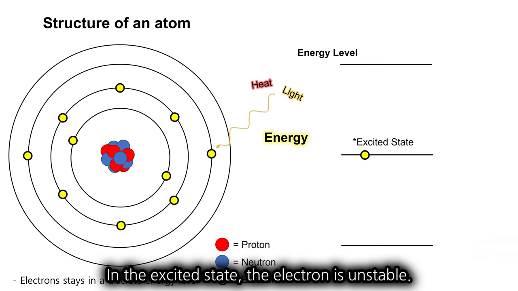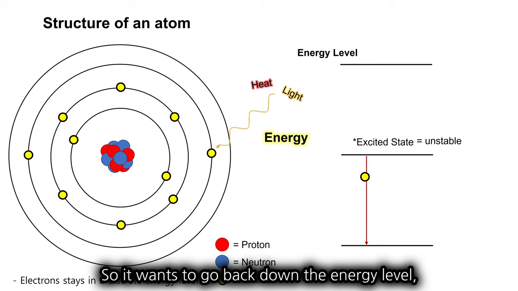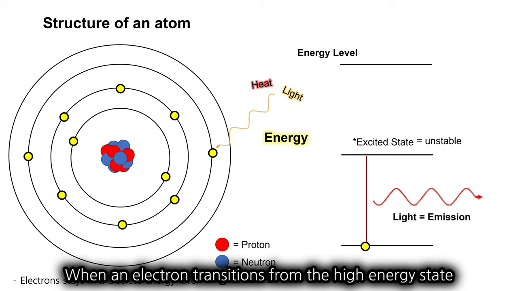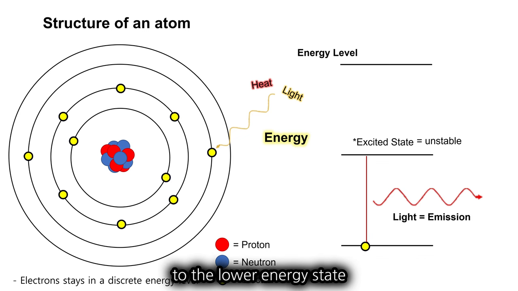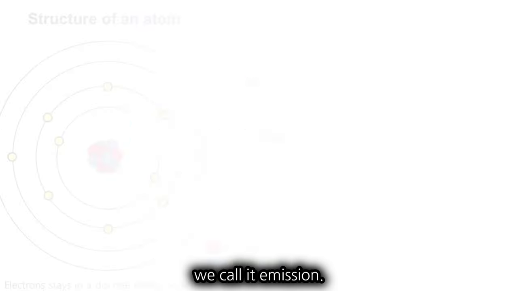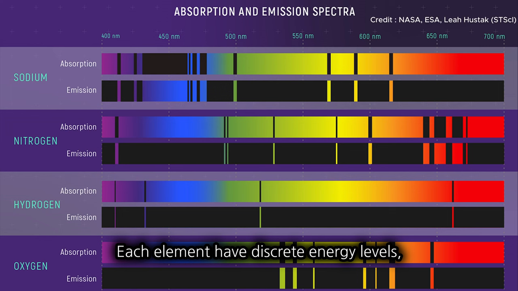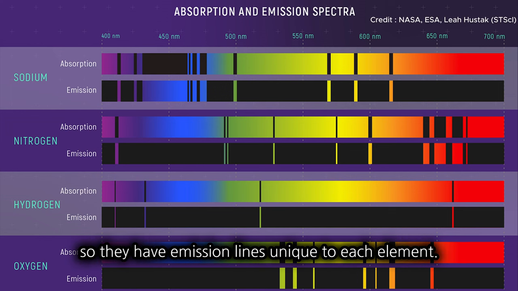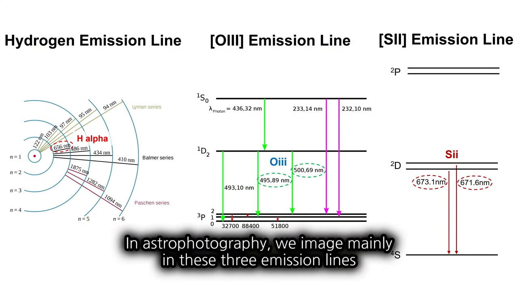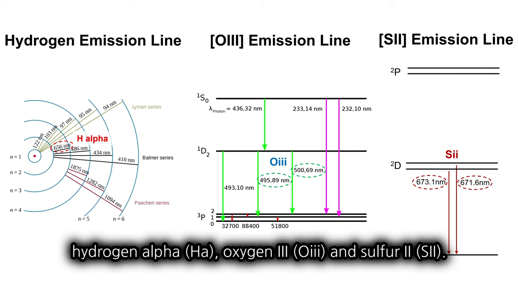In the excited state, the electron is unstable, so it wants to go back down the energy level, releasing the energy that it just received. When an electron transitions from a high energy state to a lower energy state, it releases energy. If that energy is in the form of light, we call it emission. Each element has discrete energy levels, so they have emission lines unique to each element. In astrophotography, we image mainly in these three emission lines: hydrogen alpha, oxygen 3, and sulfur 2.